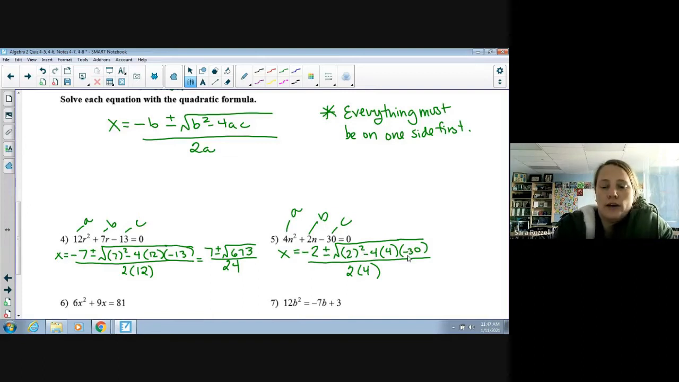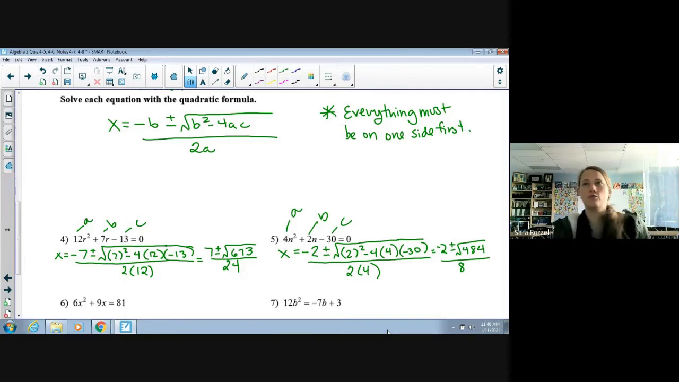So what we do is evaluate what's underneath our square root, and I think it ends up being 484. So we have negative 2 plus or minus the square root of 484 over 8. Will somebody check and see if 484 is a perfect square? Can you do the square root of 484 on your calculator? Do you get a whole number when you do the square root of 484?